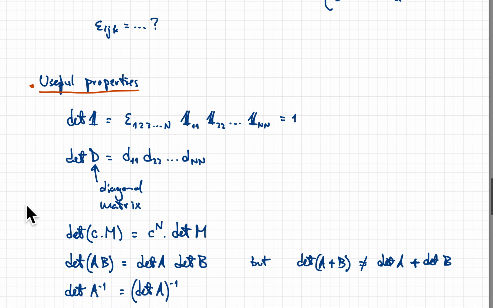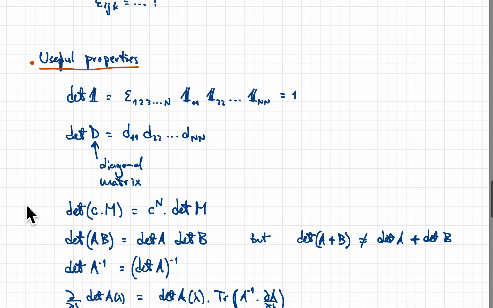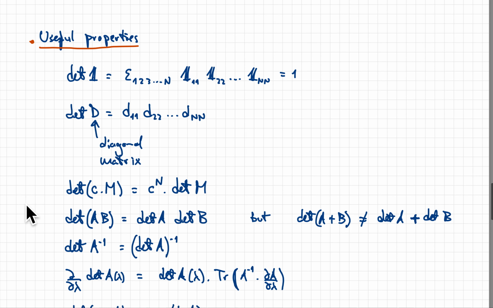A property that's much harder to prove, or at least a little harder to prove, but it's very useful, is that the determinant of A times B is the determinant of A times the determinant of B. So the determinant of the product is the product of the determinants if the matrices are square. Here we're always considering, for this whole video, square matrices.